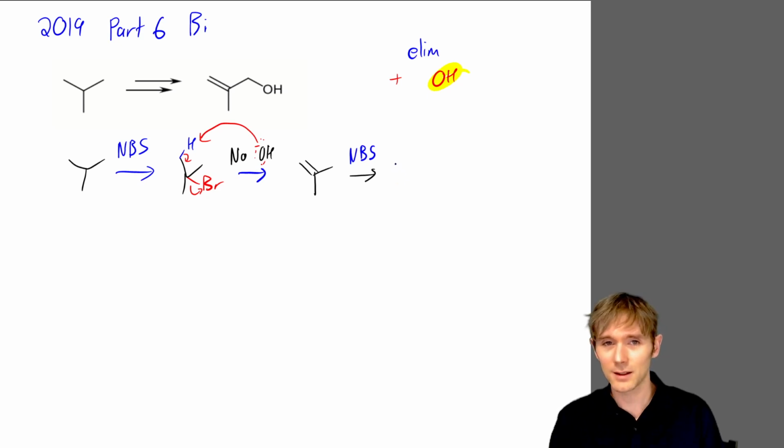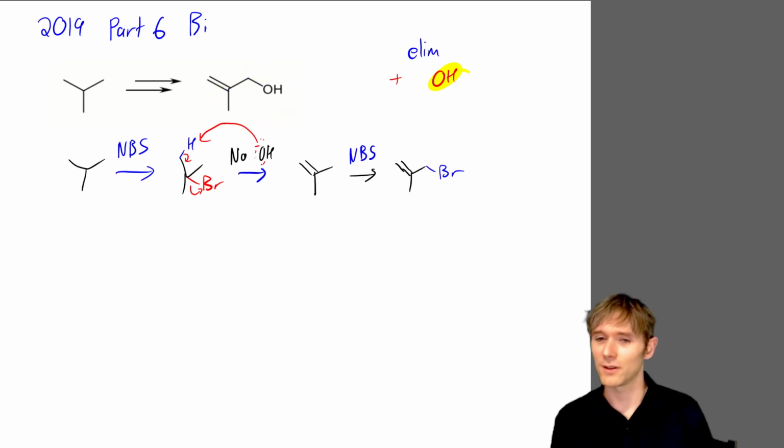And when we do that, we're going to get, oops, classic mistake. We're going to get our bromine on that position. Now, yes, it could also go on the bottom position, but those are the same position based on symmetry, so that's totally fine.